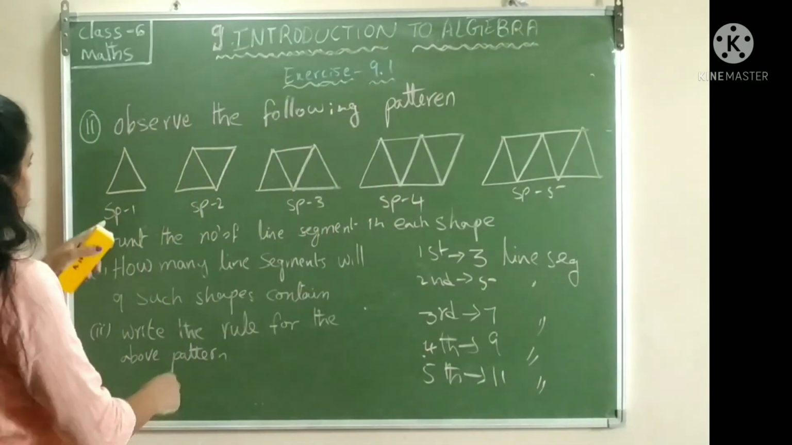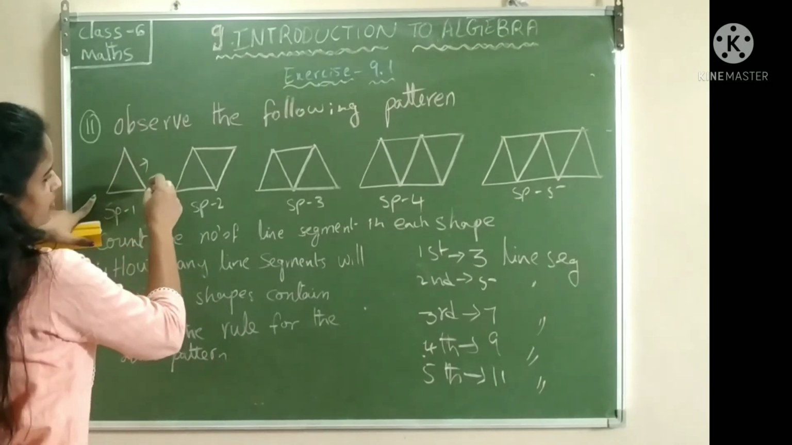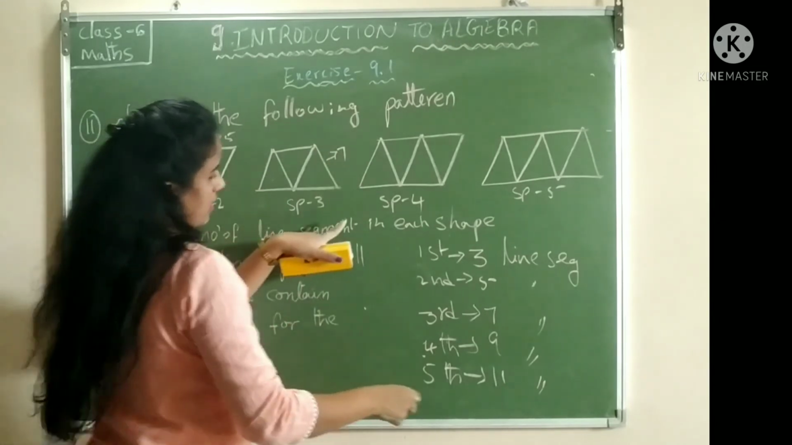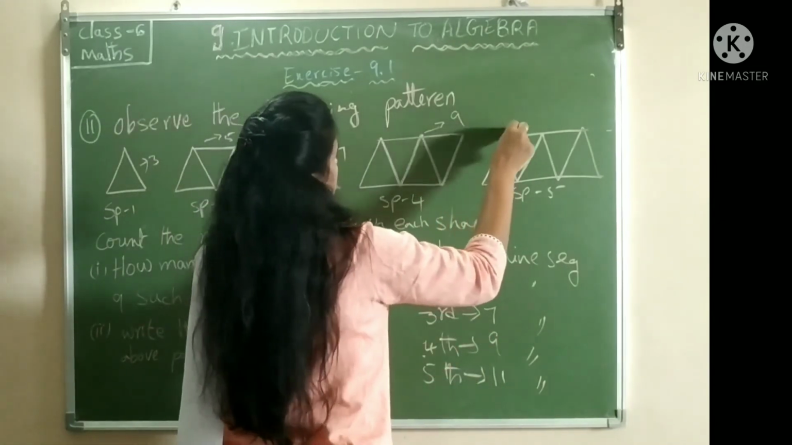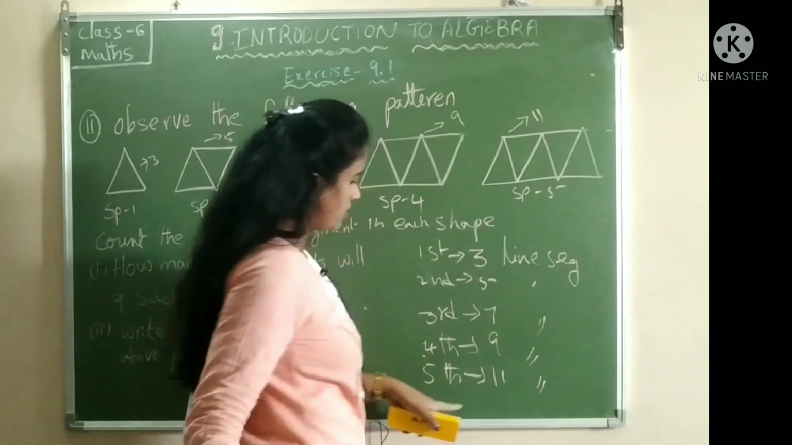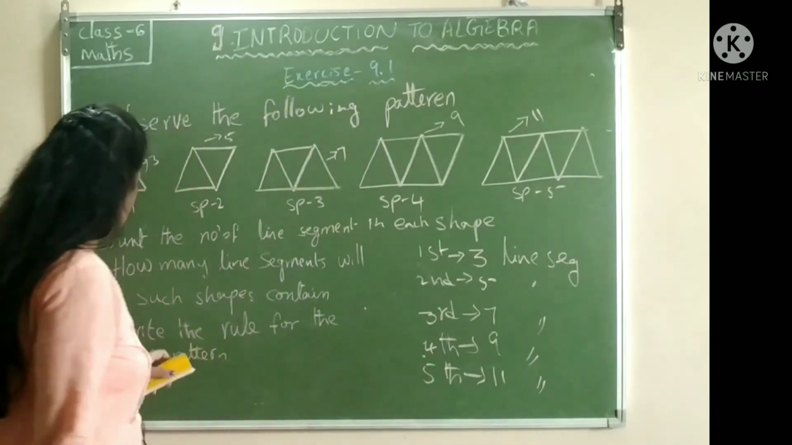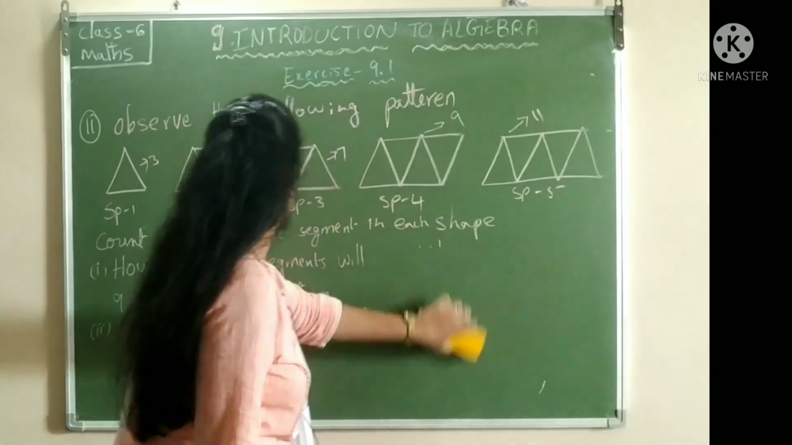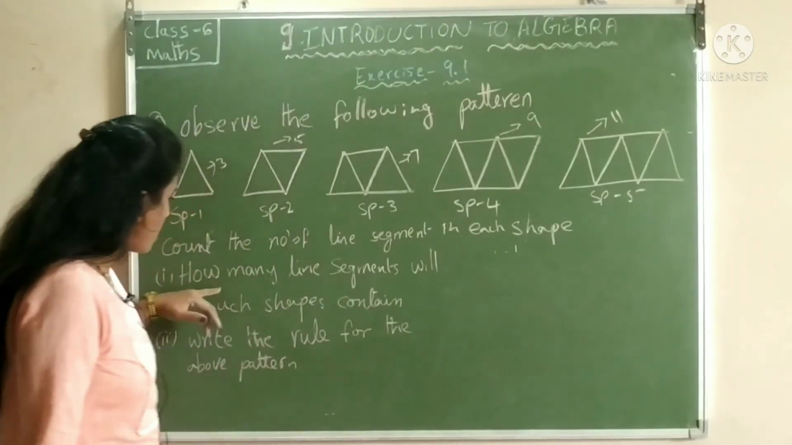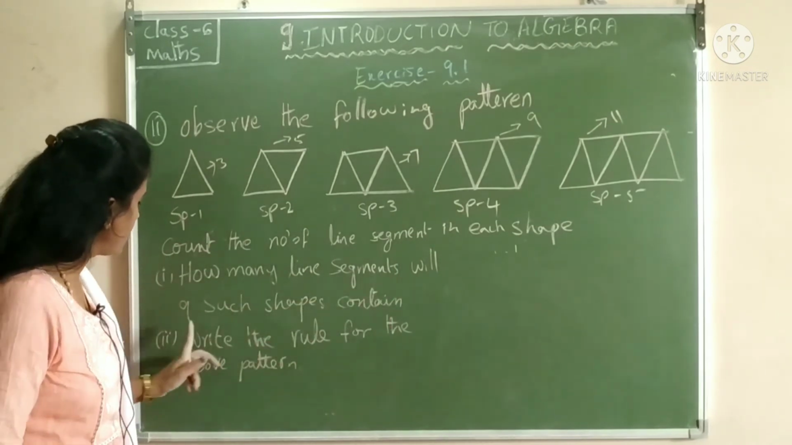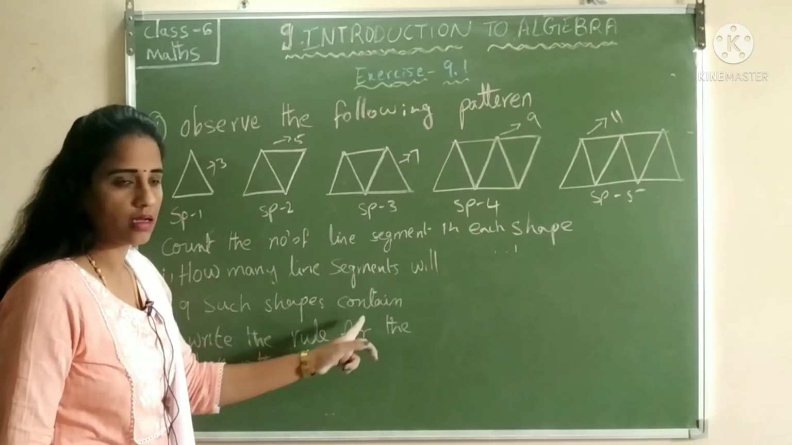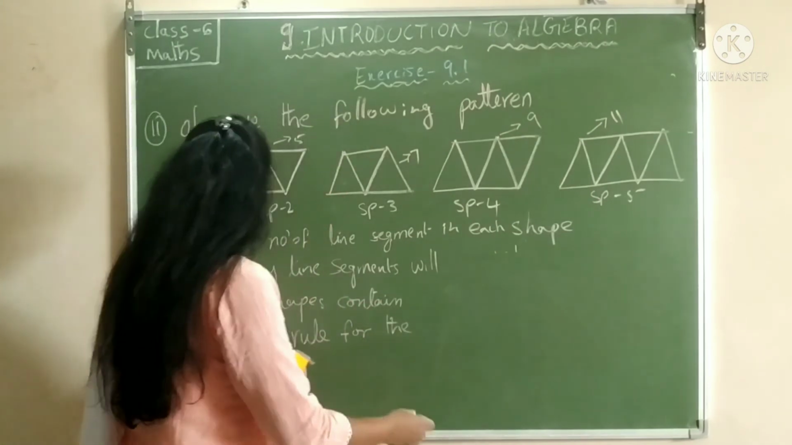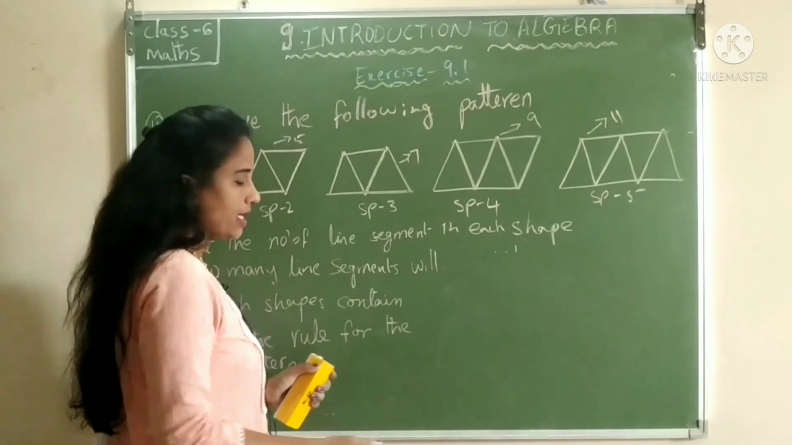Clear? First shape is how many line segments? 3. This is 5 and this is 7 and this has 9 line segments and this has 11 line segments. Okay. See. What they are asking here, how many line segments will 9 such shapes contain? How many line segments for 9 shapes? See.